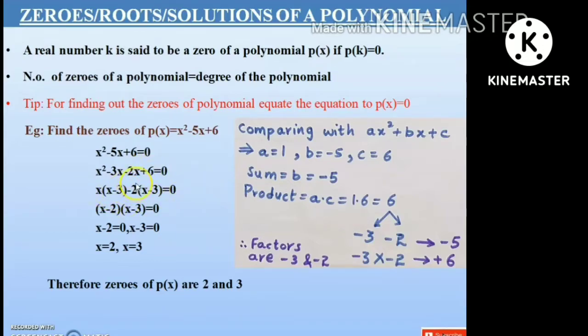So here x minus 2 I'll write in one bracket and x minus 3 is common, so I'll write in another bracket. So x minus 2 is equal to 0, x minus 3 is equal to 0. Minus 2 if it goes outside becomes plus 2. Minus 3 if it goes outside becomes plus 3. So I got x is equal to 2 and x is equal to 3.